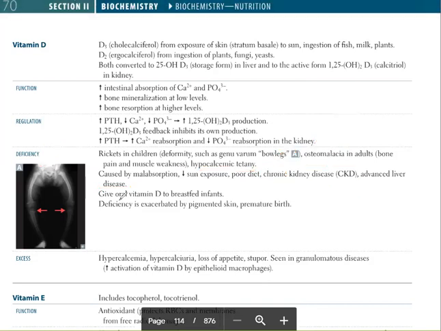So remember these two. Give oral vitamin D to breastfed infants. You can give it to breastfed infants as well. Oral, I told you vitamin D is given orally. And deficiency is exacerbated by pigmented skin and premature birth, because your metabolism is not well performed.